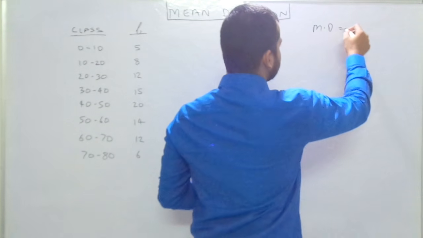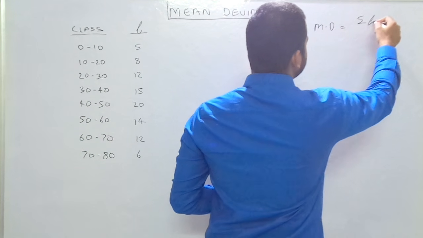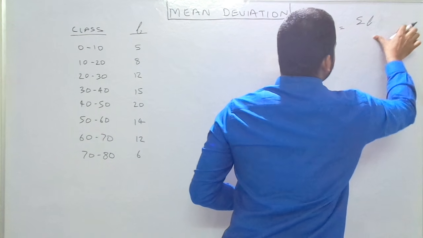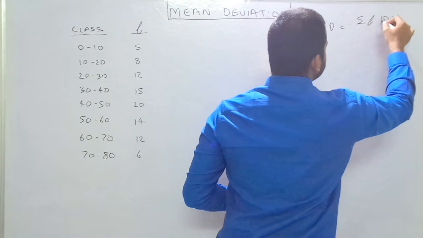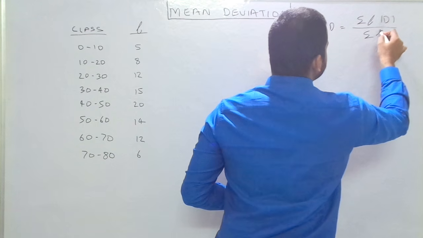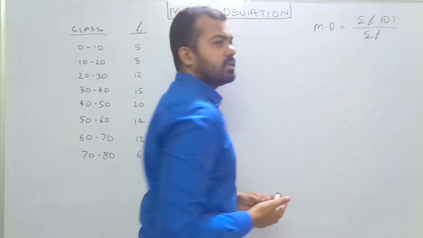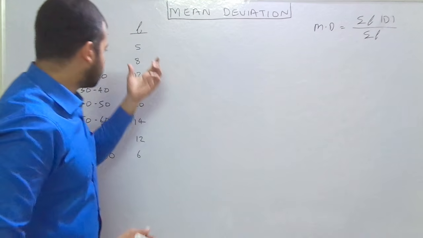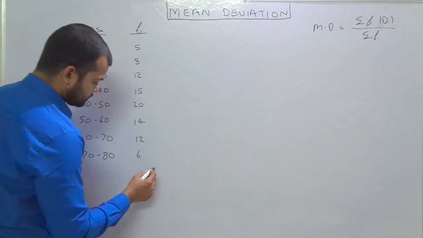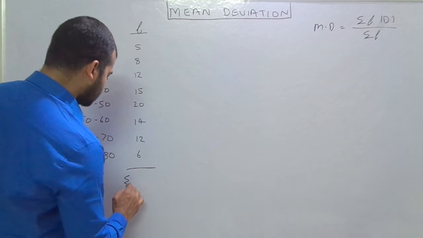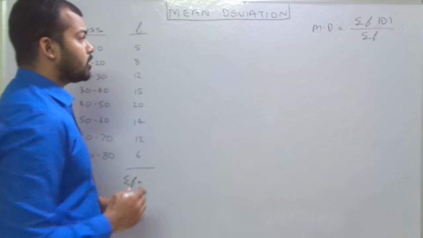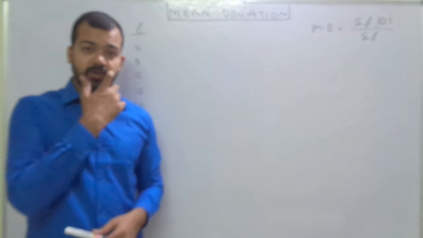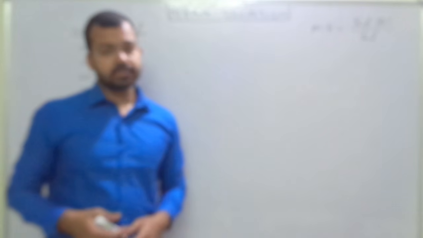Mean deviation for the continuous series is summation f|d| divided by summation f. You can also write n. In some books it is also mentioned n. N means the total number of frequency, total frequency, that is summation f. Now in order to calculate the median class, we first need to calculate the cumulative frequency.